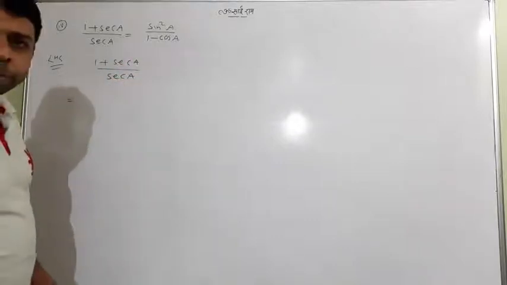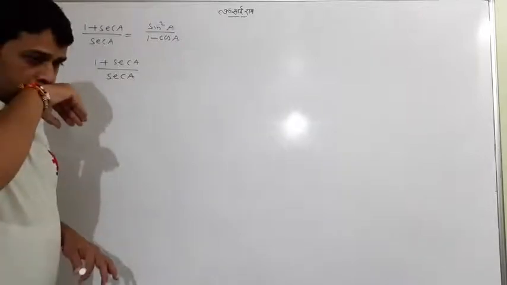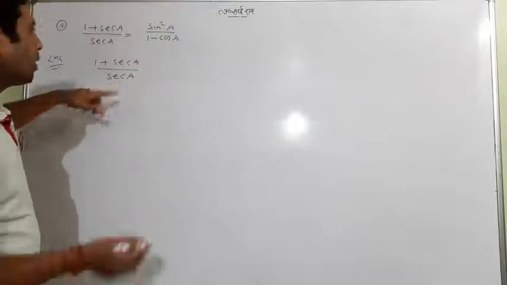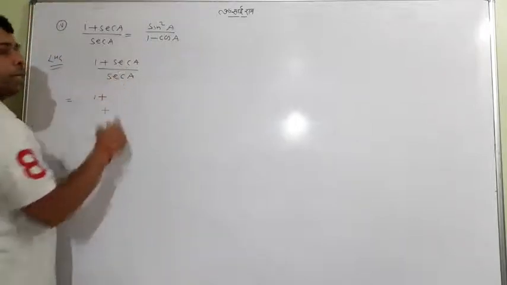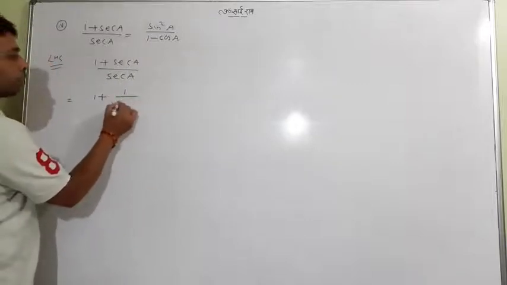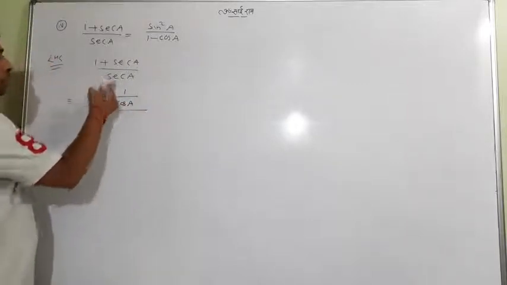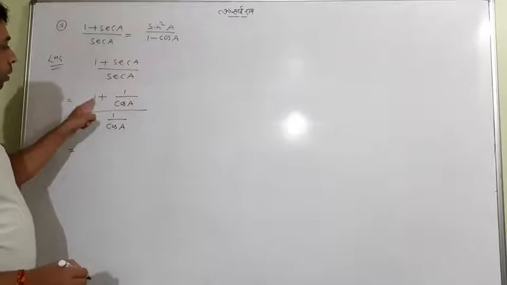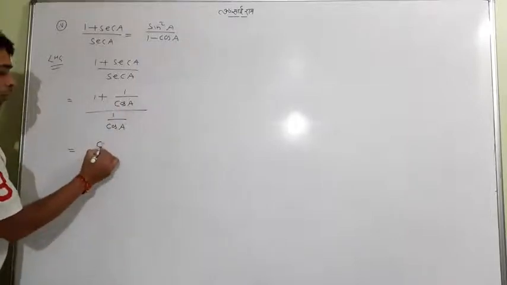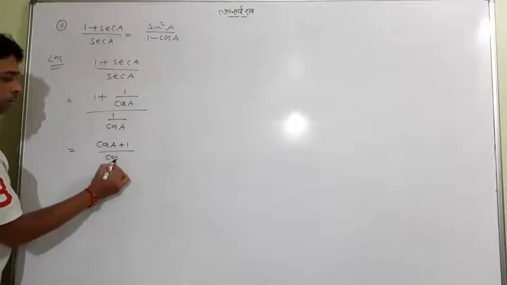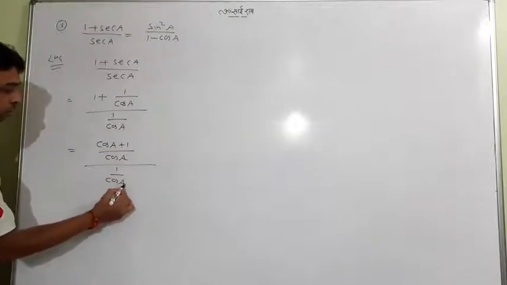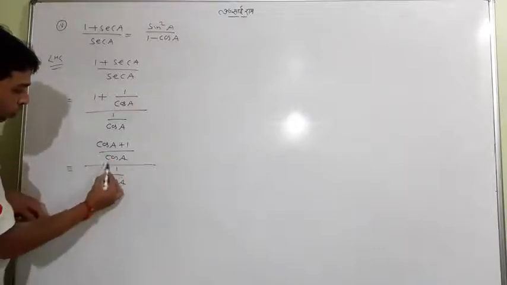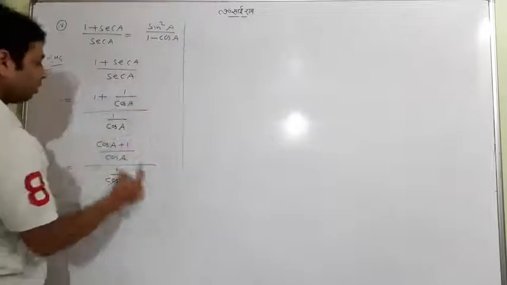So what is my favorite step? You know it. First we try to turn all the trigonometric functions into cos or sin. So definitely sec a is there. We should write sec a is equal to the reciprocal of cos, 1 by cos a. And this is again sec a, 1 by cos a. That's simple. Now what do we do? Take an LCM here. So it is cos a plus 1 upon cos a, and it is upon 1 by cos a. So definitely it is cos upon cos, so both cos will cancel. So what is remaining here? It is cos a plus 1.